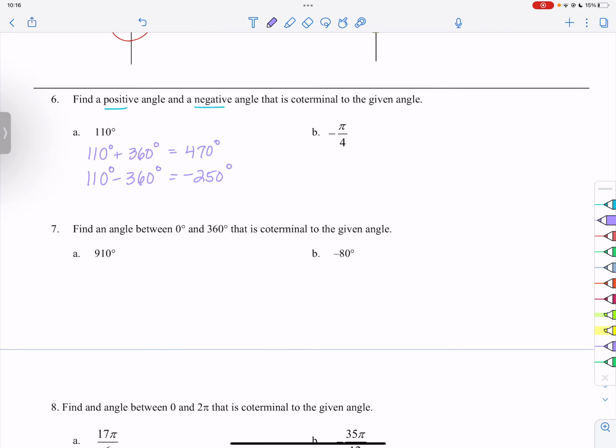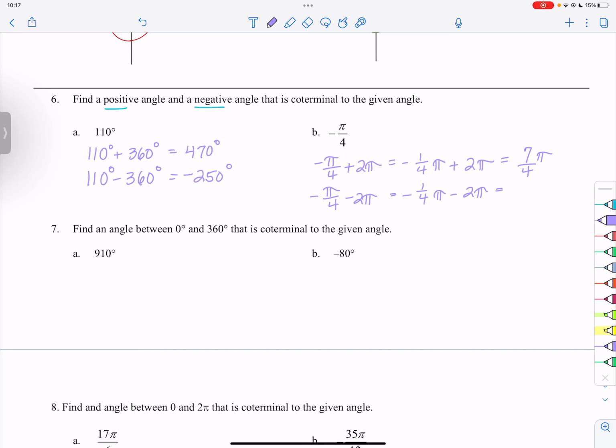Okay, now we're given radians here, so we're going to have negative pi over 4 plus 2 pi and negative pi over 4 minus 2 pi. We're going to do the same thing we did last time. We have negative 1/4 pi plus 2 pi, and negative 1/4 pi minus 2 pi. If we do those in our calculator, negative 1/4 plus 2, you will have 7 pi over 4, or 7/4 pi.